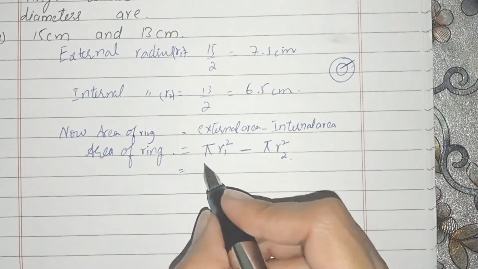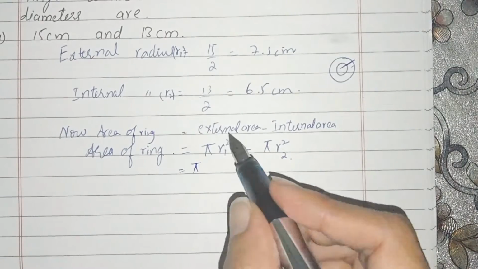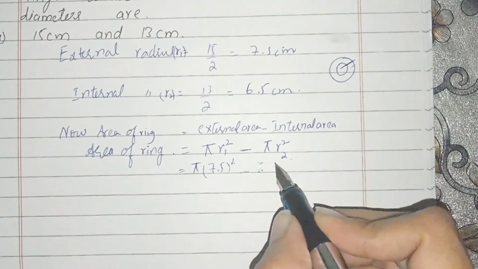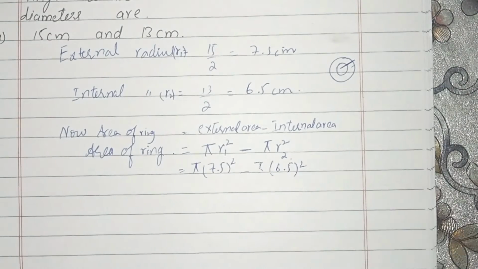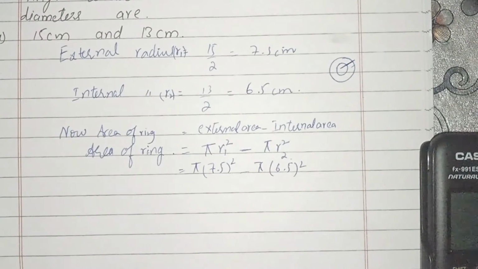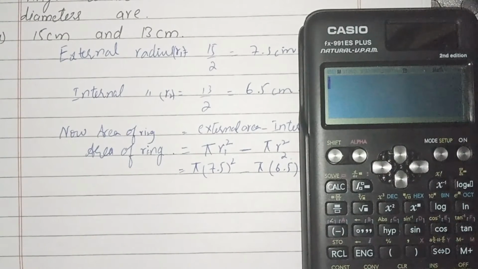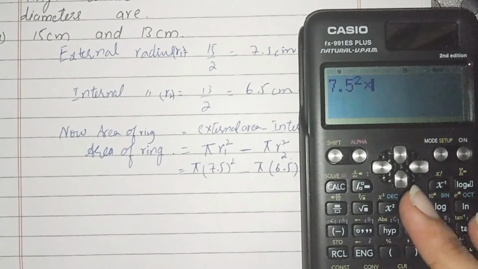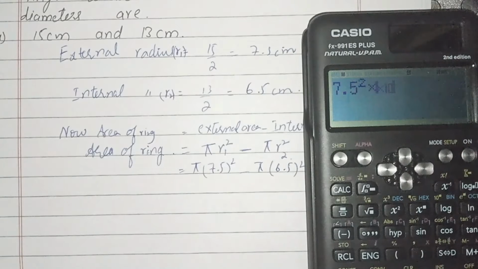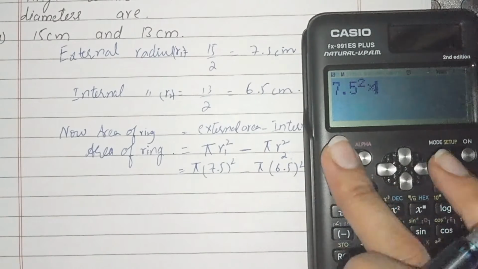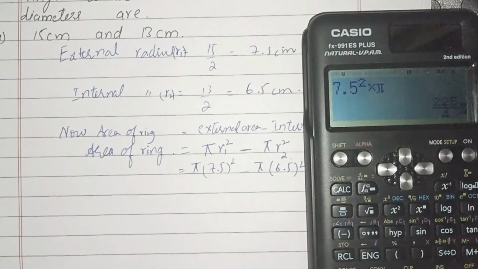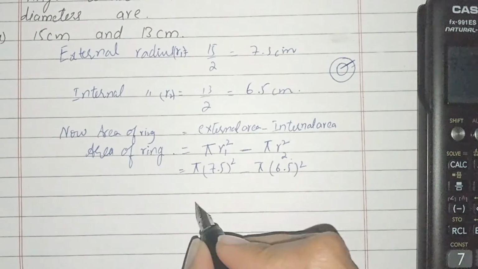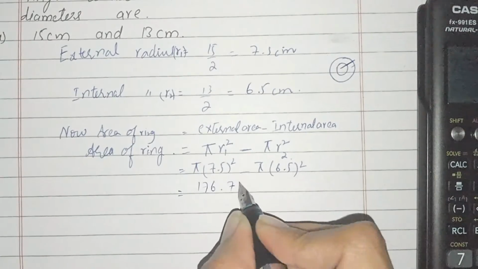Put in the values. Pi r1 squared minus pi r2 squared, where r1 is 7.5 and r2 is 6.5. Solve it. 7.5 squared multiplied by pi, and we get 176.71.